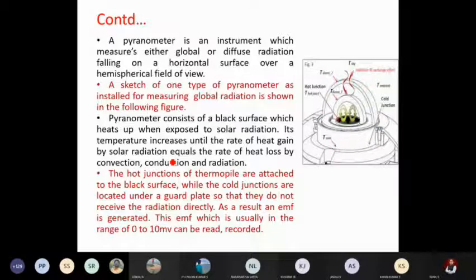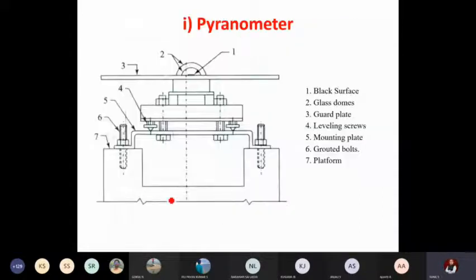Sir, how is that cold junction maintained? Sorry? How is that cold junction maintained? See, cold junction means, I'll just explain. There is a guard plate here. I'll come up with the previous sketch, it will be easy. So this is a guard plate, correct?